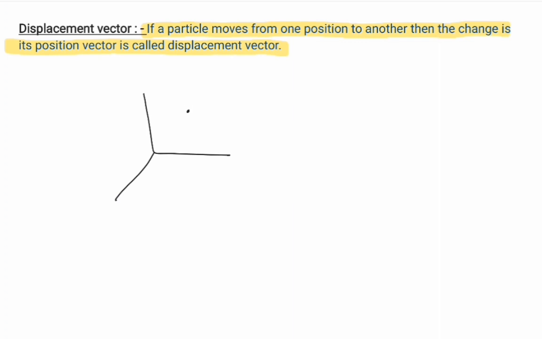Suppose there is one point. Then what is the position vector of this one? Suppose this is Ri, vector Ri. Now I have displaced this point from the initial position to this new position. This is going to be the position vector of that point. This is the final stage. Then this vector is known as the displacement vector of that point.